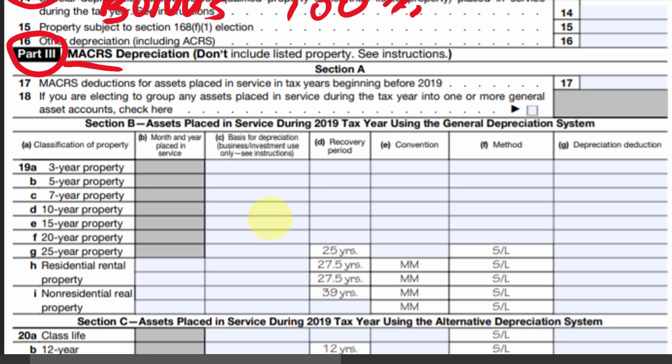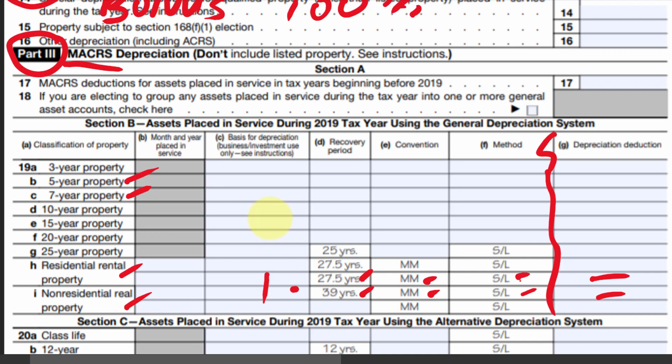So we identify the class life. Again, the common ones for personal property are 5 and 7. Here you can see residential and non-residential already plugging in the lives we've seen before, using the mid-month convention, straight line calculation. We enter the dollar amount to be depreciated here. I wish they would have another column here for the rates, so we can multiply it by the cost to get the amount of depreciation for the year.